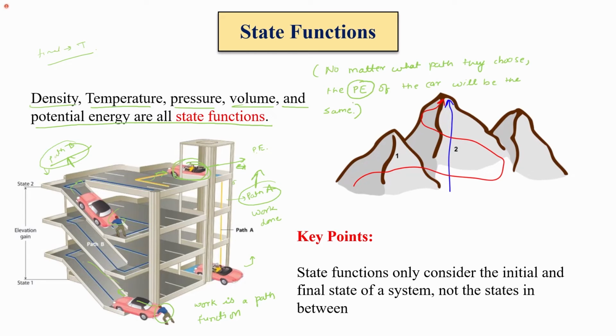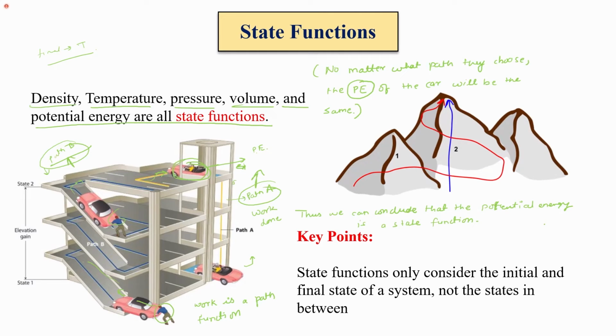When a property doesn't depend on the path chosen, and only depends on the initial or final position, what will it be called? It will be called a state function. Thus, we can conclude that the potential energy is a state function.